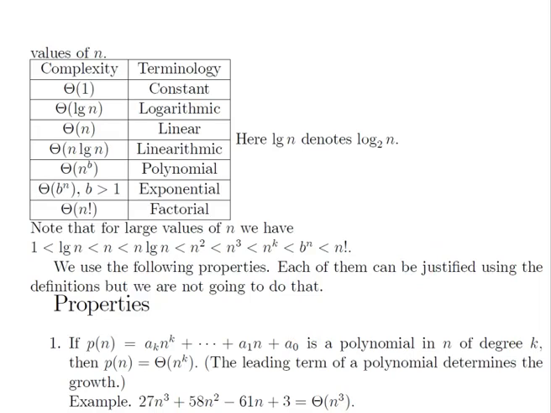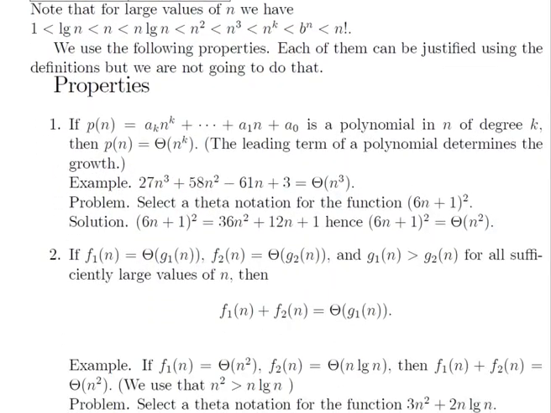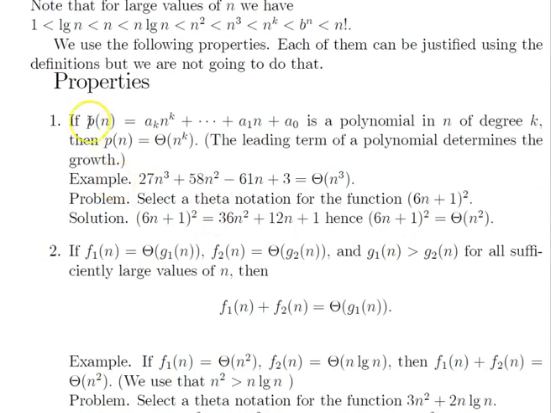The following properties can be proved using the definitions that we presented above. If P of n is a polynomial in n of degree k, then P of n is equal to theta of n to the k. The leading term determines the growth. For example, this polynomial is equal to theta of n cubed.